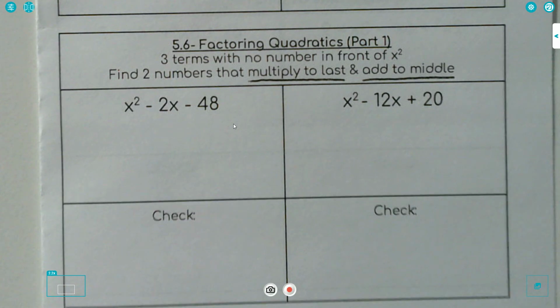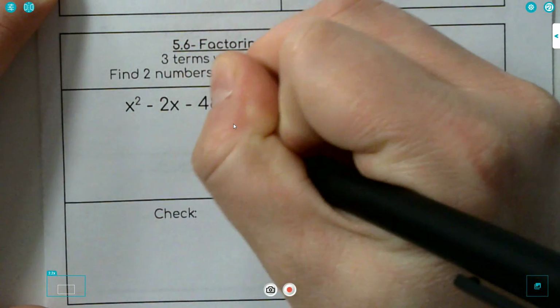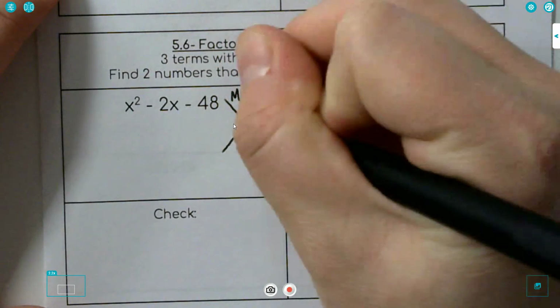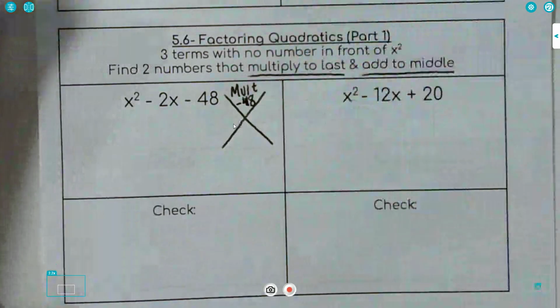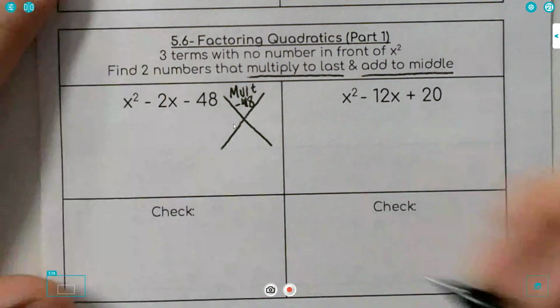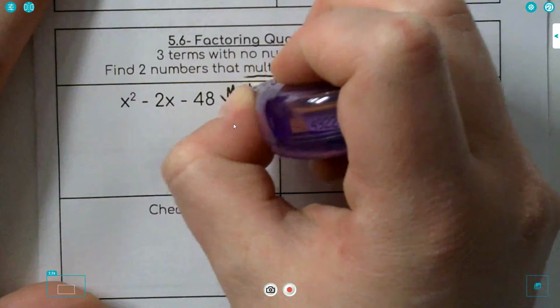So for this first one, I'm going to use my magic X, even though we didn't start using that until 5.9, because I kind of forget about it every year. We are trying to multiply to our last number, which is negative 48. Whoop, negative 48. What are we trying to add to? Negative 2. Yep, so we are trying to add to negative 2. So we're trying to multiply to negative 48. We're trying to add to negative 2. I'm going to make that negative 48 look more like a negative 48.